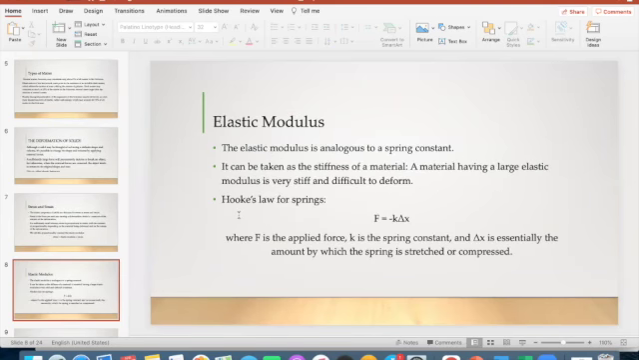The elastic modulus, this is analogous to the spring constant. So for Hooke's law, we have the force is equal to the spring constant times the change in the spring itself. So whether that spring is stretched out or compressed to the smallest amount possible, or at its normal equilibrium. This is Hooke's law, which is more geared towards springs.